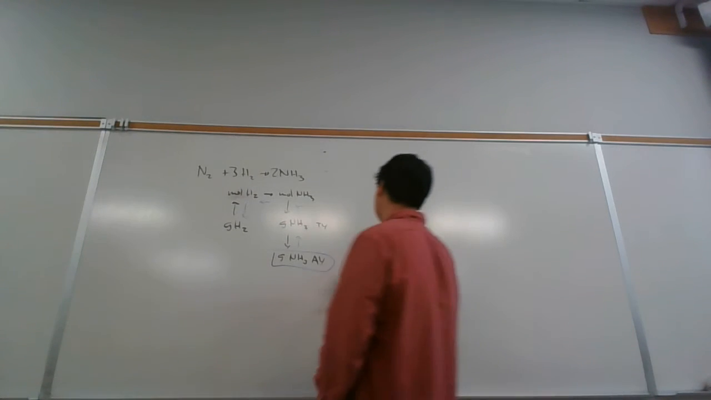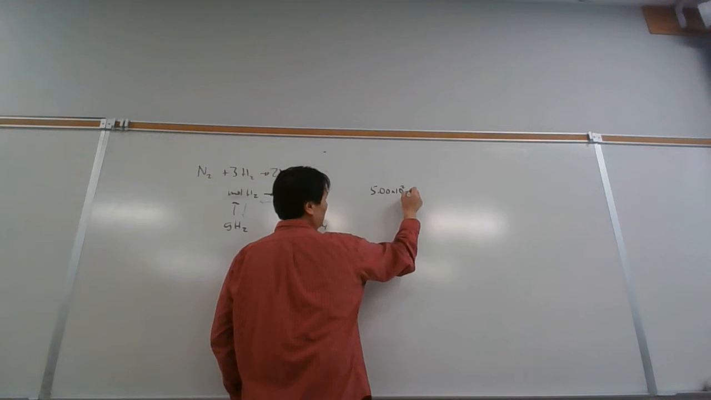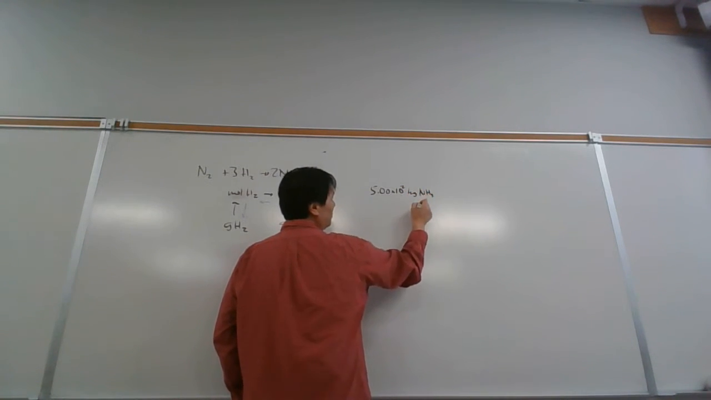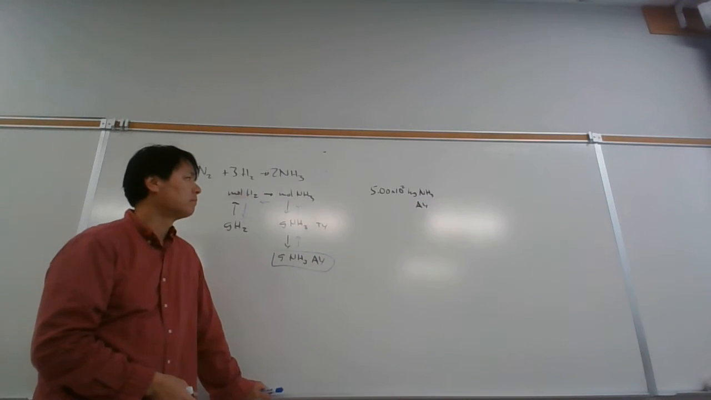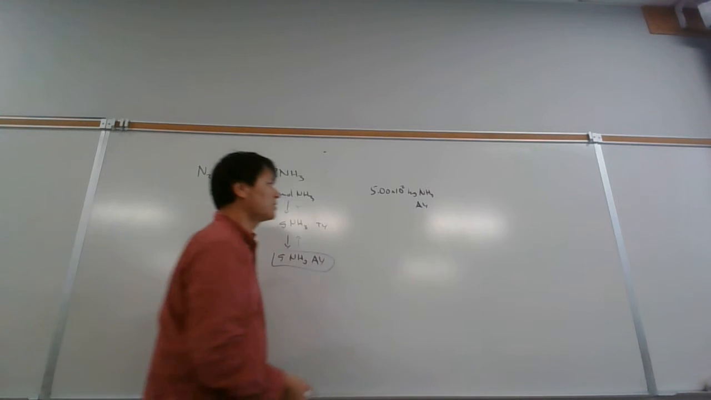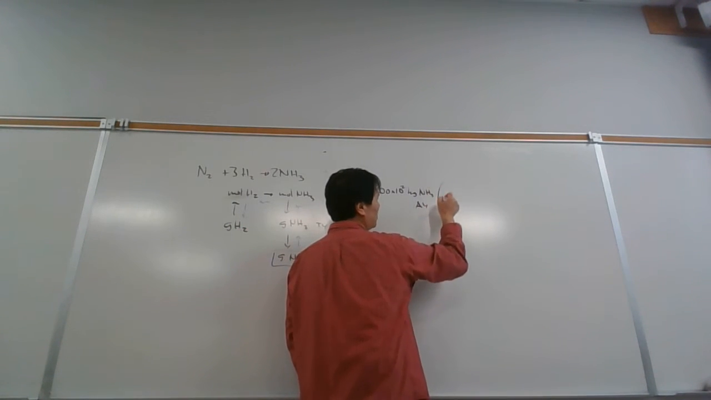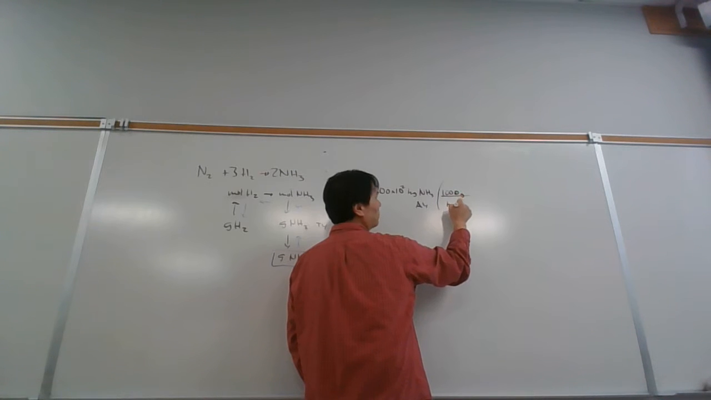And so we just use dimensional analysis for this. It's 5.00 times 10 squared kilograms of ammonia. And we label this actual yield. That's how much we actually need to get. And we expect some losses, so we better start off with extra. And so we're going to go from kilograms to what? Grams. So 1,000 grams per kilogram.